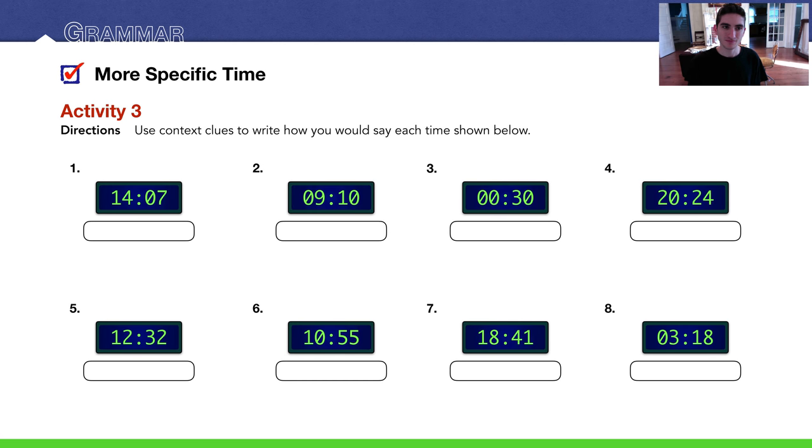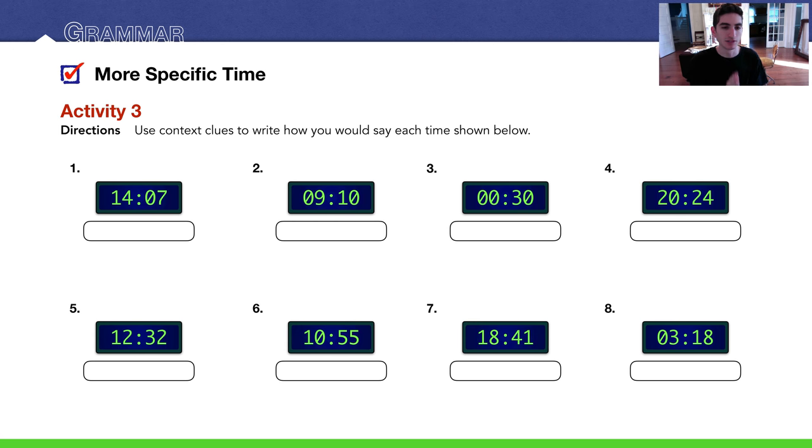All right. Activity 3, let's use our knowledge of Japanese time to write down the times shown here. Pause the video now, try it on your own. I'm going to solve it right now. Number 1 is 1400 hours, 7 minutes. So that would be 2:07 p.m., right? 午後2時7分.